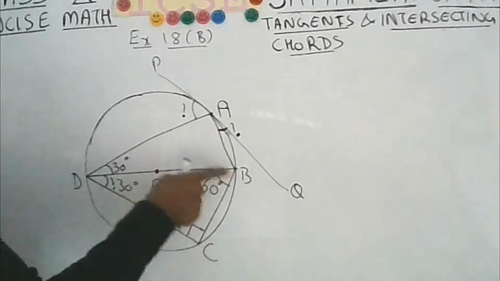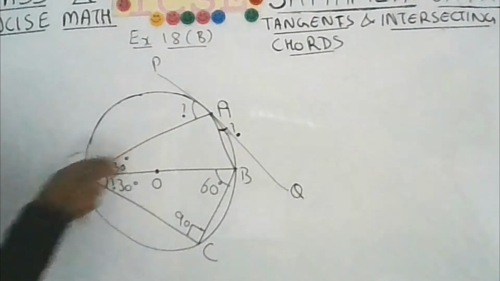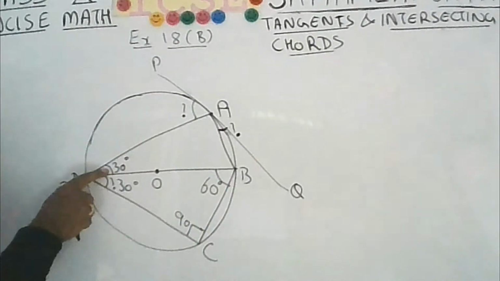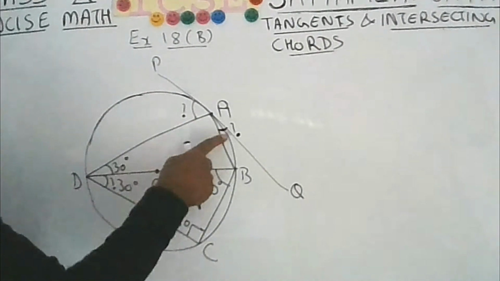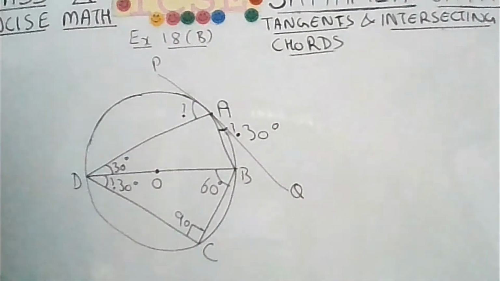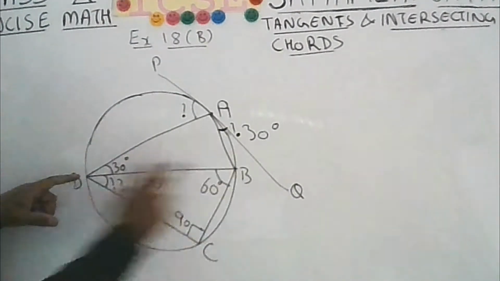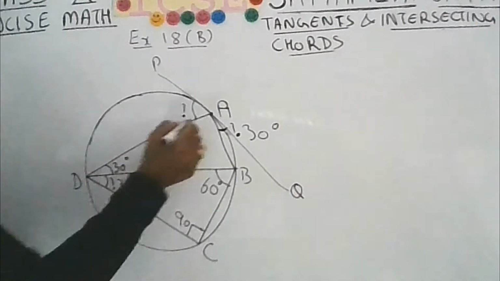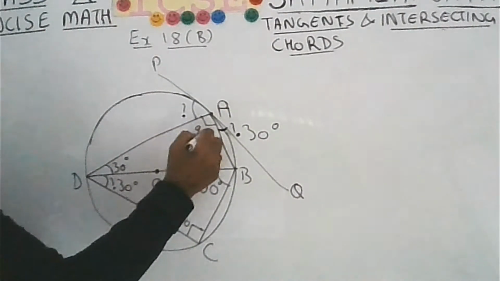So AB, this arc, this chord, it is subtending an angle here 30 degree. Angle ADB, it has been given 30. So if this is 30, it means that this angle will also be 30 degree. Okay. So now DB is the diameter. Angle in the semicircle is right angle. So this angle will be 90.